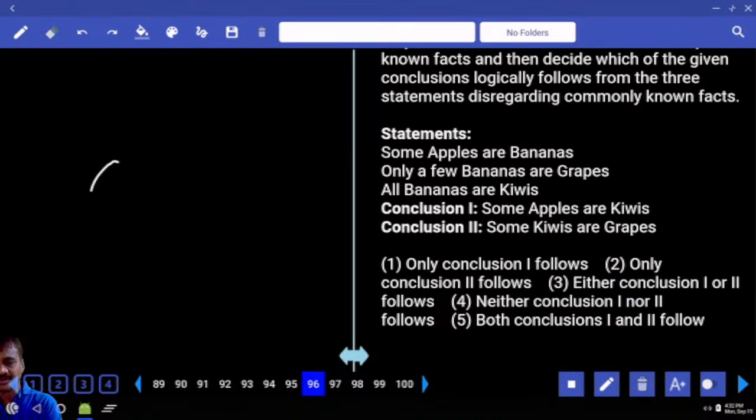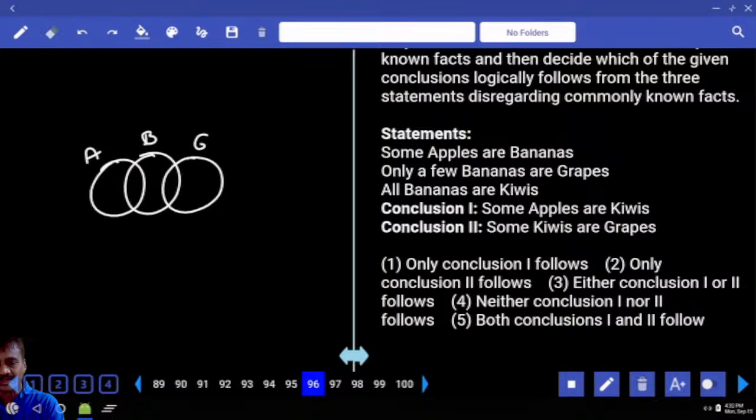Some apples are bananas. Now these are the apples that are bananas. And only a few bananas are grapes. Some bananas are grapes, but not all. And all bananas are kiwis. Now this entire banana is a part of kiwi.